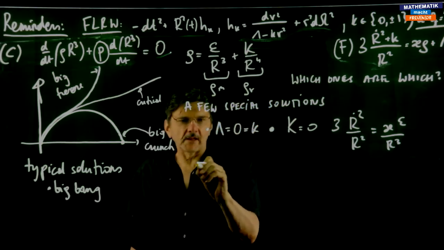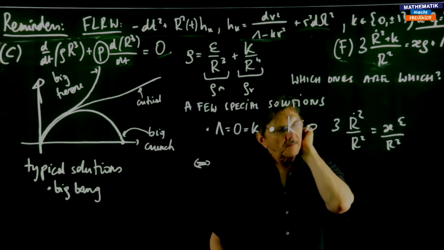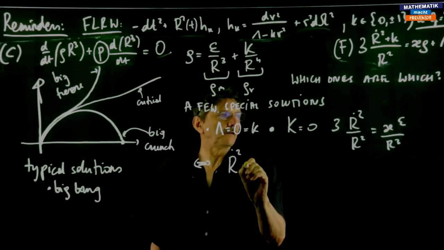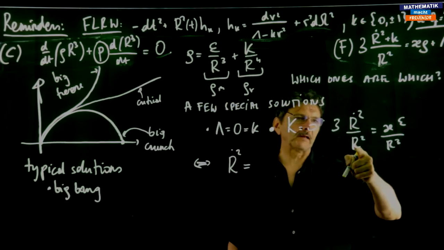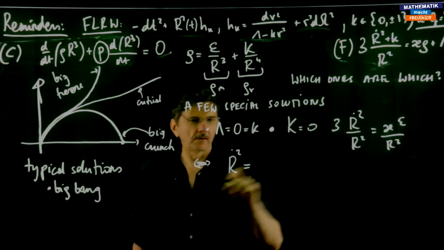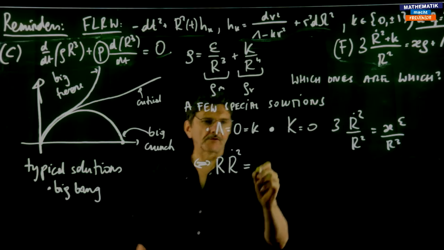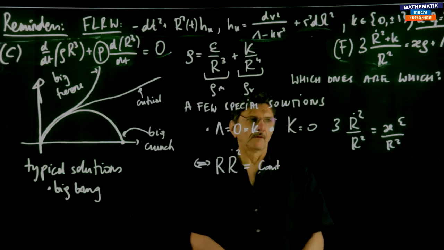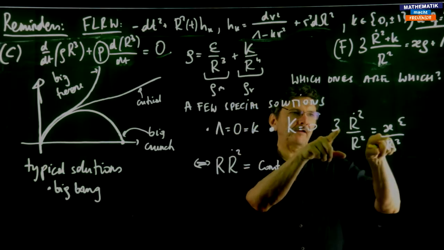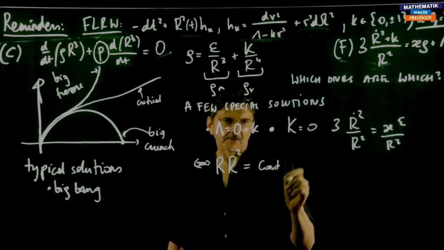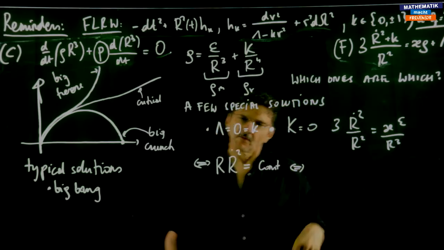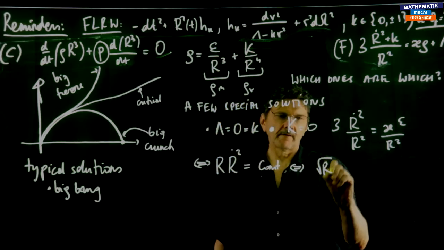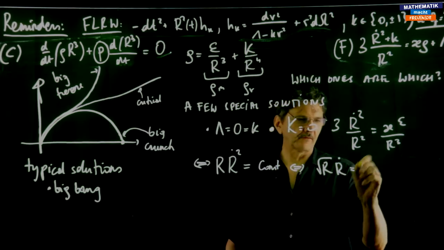And then, well, this one I can solve. So I'm going to get out of this r prime square is equal, if I multiply by r cube, I'm going to get r prime square is a constant. All right, so multiply by r cube, divide by 3, you get a constant here, which is the same as square root of r, r dot is another constant, so say c1.